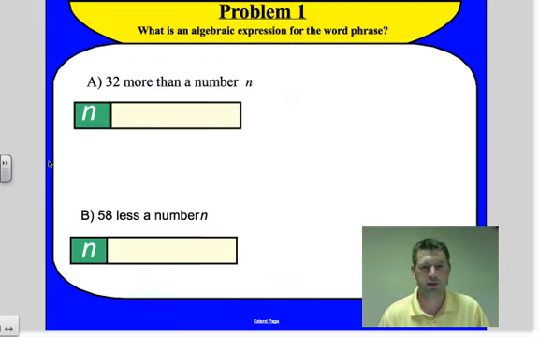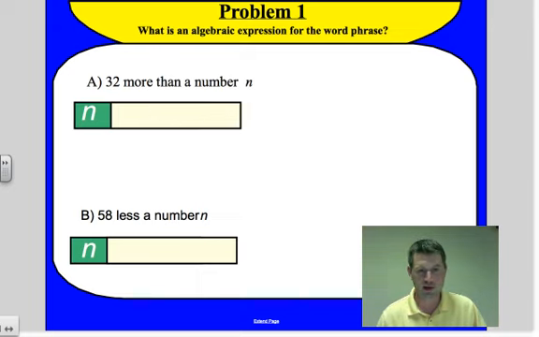Problem number 1, what is an algebraic expression for the word phrase? So we have 32 more than a number n. 32 more than a number n. So put n here in this little green box. What we're saying is we want to know what this full amount is, but what we know it to be is 32 more than that. So we're starting here with n, and we're saying 32 more than that.